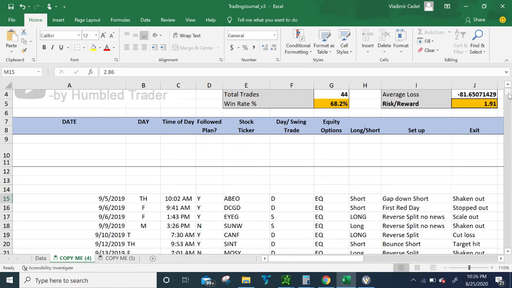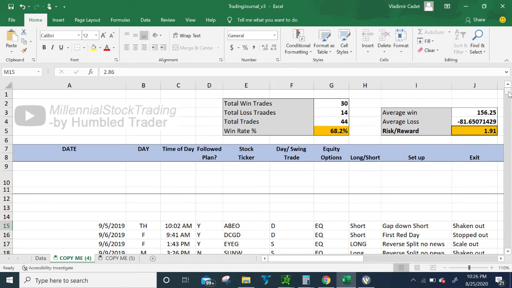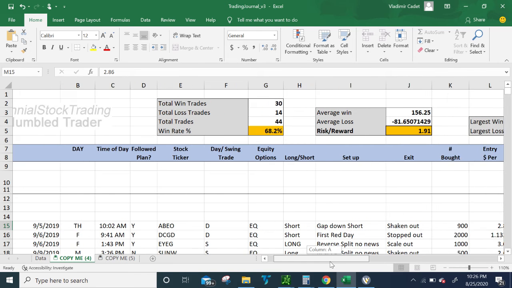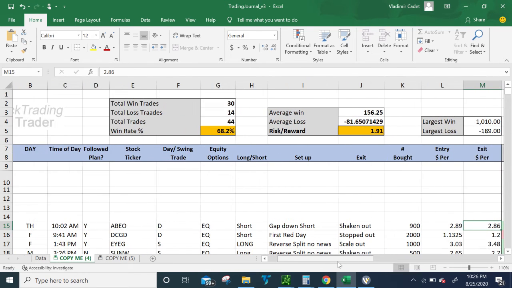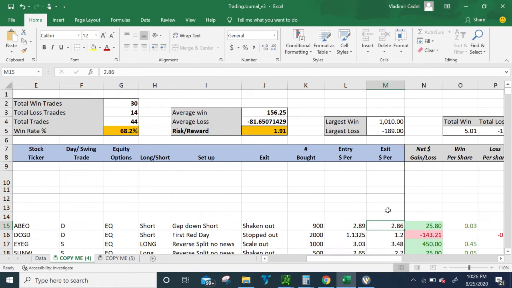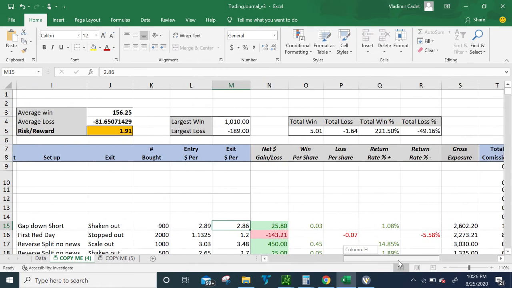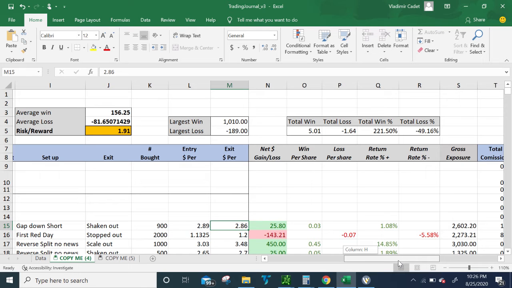It was already implemented into this template. So it also has your win rate, how many trades you take, your average win, your average loss, largest winner, largest loser. Yeah, so it pretty much has everything.